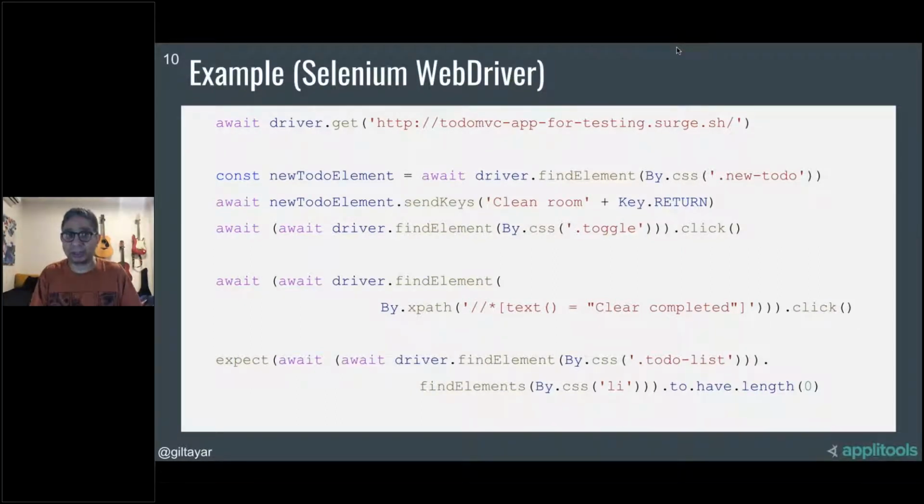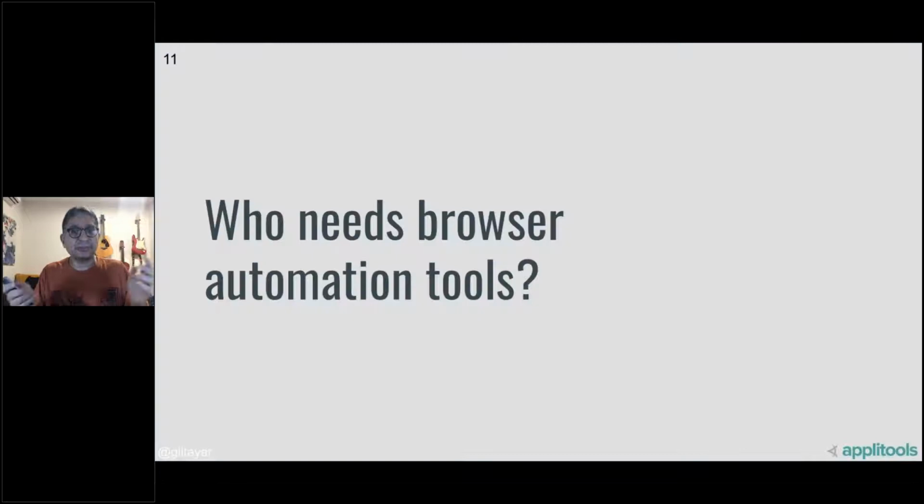This is JavaScript code. That's why it's full of awaits, because in JavaScript, everything async needs to have awaits. So I used driver.get to get to the page, find the element, send keys, etc. We won't get into the whole thing. First of all, and this sounds like, why the hell is this important? But bear with me. Who needs browser automation tools?